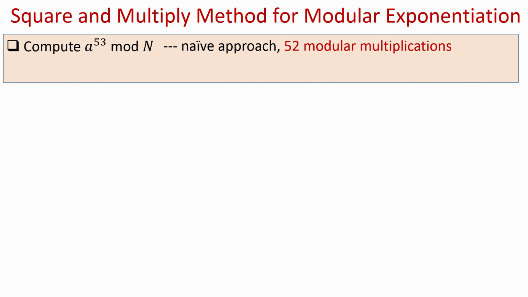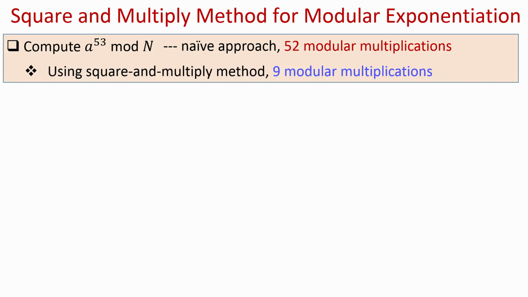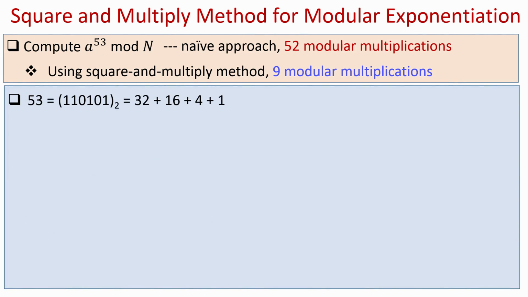Remember, the naive approach will be to multiply a 52 times, and with each multiplication you do a mod n operation. So, basically the naive approach will require you to perform 52 modular multiplications, but what we are going to see here is that using the square and multiply method we can perform the same computation with just 9 modular multiplications. So, the idea behind the square and multiply method is as follows.